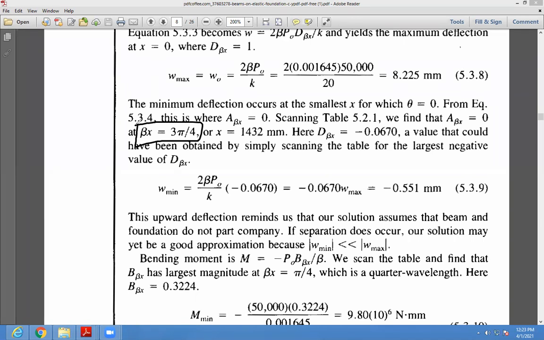You get these values of a beta x and d beta x. Here we do not need the table, but we need the value of beta x equal to 3 pi by 4. At beta x equal to 3 pi by 4, a beta x equal to 0 and d beta x equal to minus 0.0670. Right? Yes, done? Shall I proceed?